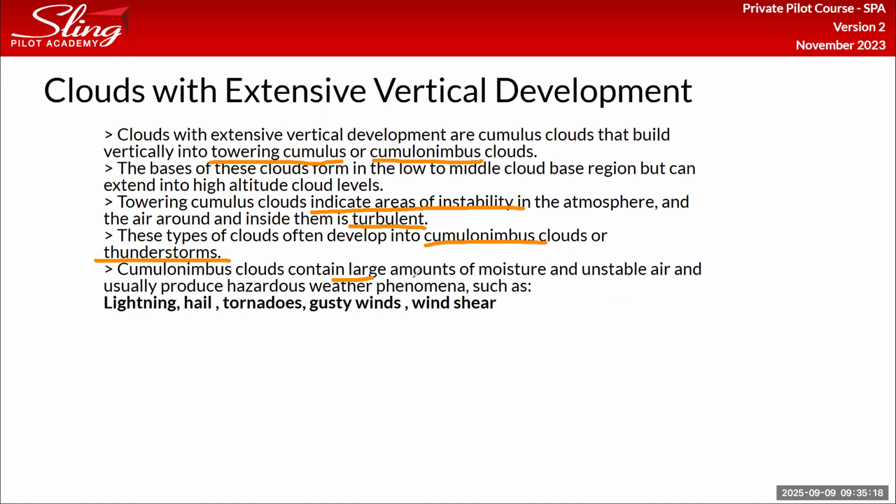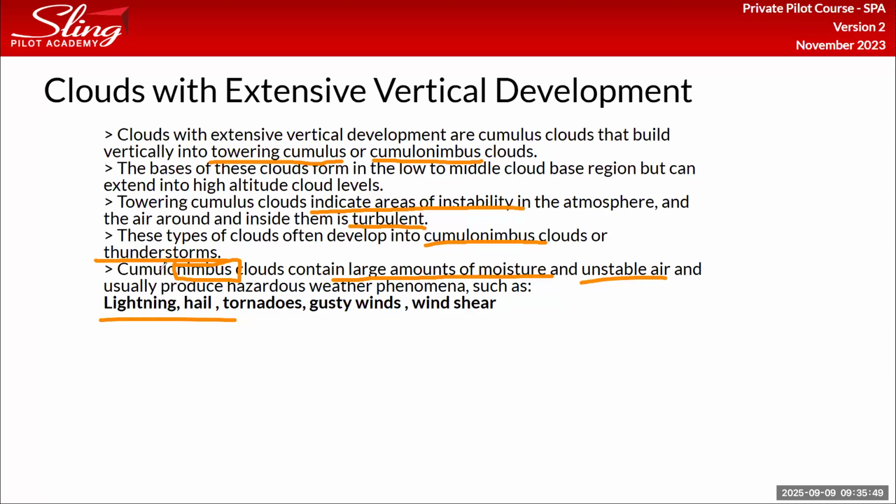These clouds contain large amounts of moisture, because that nimbus on the end is telling us water, rain. So obviously there's going to be a lot of moisture, and the unstable air is coming from the extensive vertical development. So these clouds are saying there is very bad weather around. They're going to create lightning, hail, tornadoes, gusty winds, wind shear, all that. The worst weather that you could encounter while flying a plane.